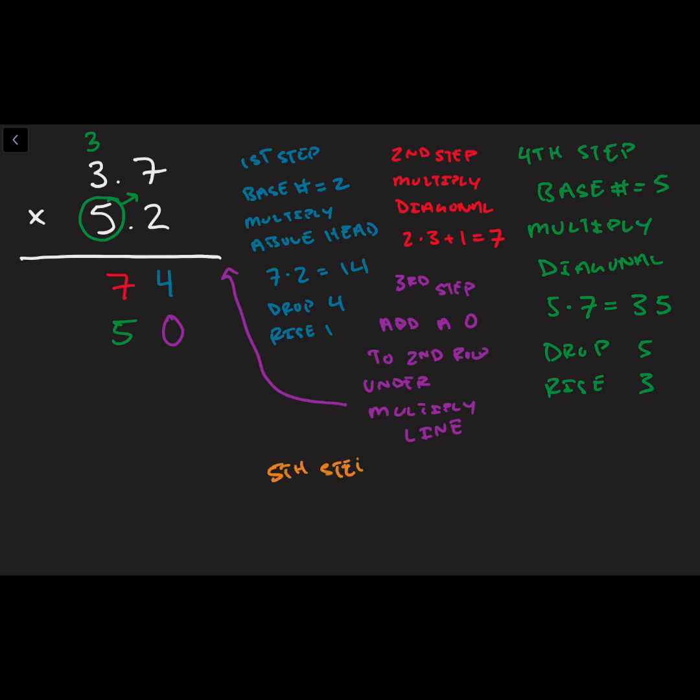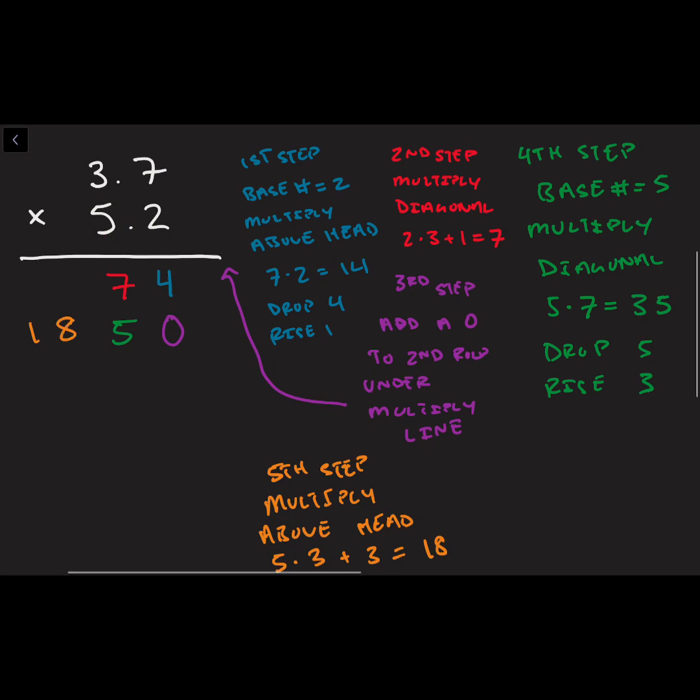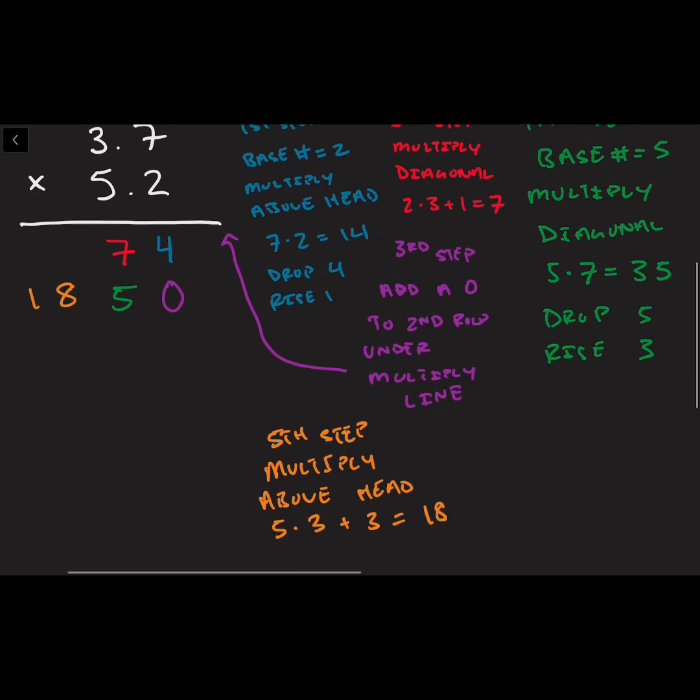All right. Now let's go ahead and move to the fifth step of the day. We got the fifth step, same thing. Our base number stays the same, it's still 5. Now we're gonna multiply above head. And when we multiply above head, above head is going to be 5 times 3 plus 3, which is going to give us 18. We got 5 times 3 is 15 plus 3, 18. Go ahead and write that second row, the whole thing. And now we can erase this, erase that. So now we got our little answer right now.